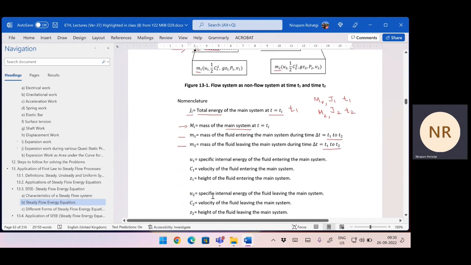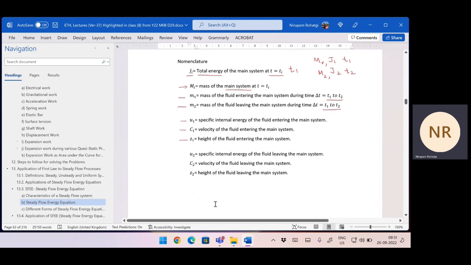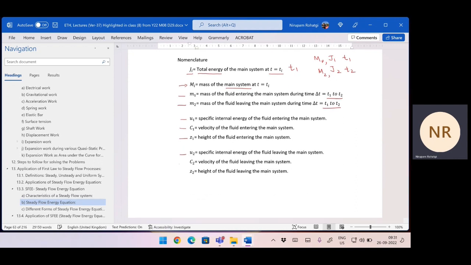Now the mass which is entering has its own properties: U1, C1, Z1. U1 is the specific internal energy, C1 is the velocity, and Z1 is the height. Similarly, the mass which is leaving has U2, C2, and Z2. U2 is the internal energy, C2 is the velocity, and Z2 is the height.